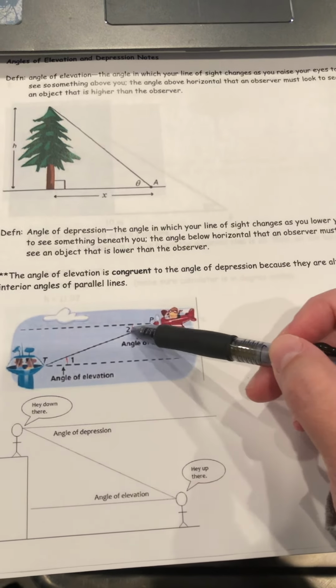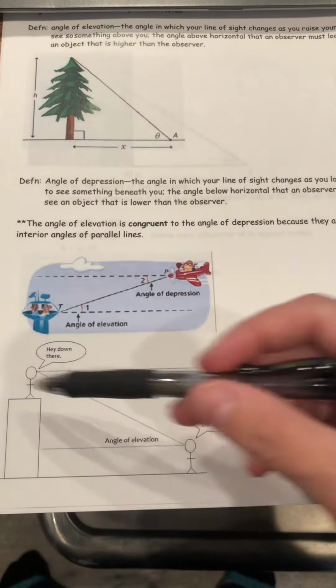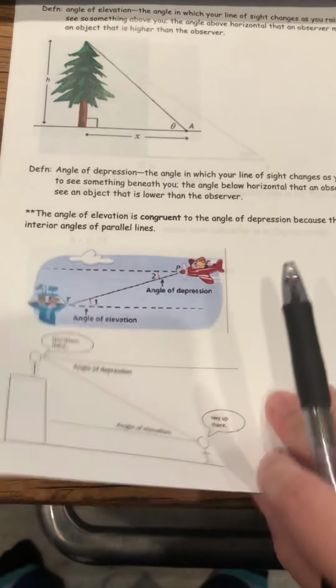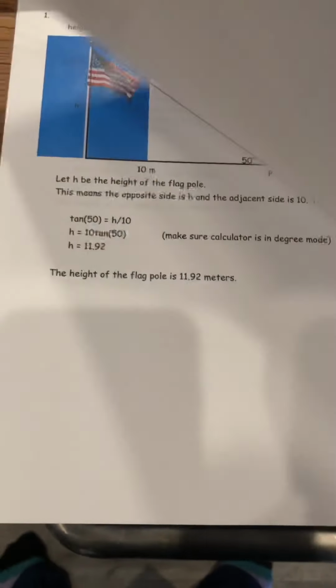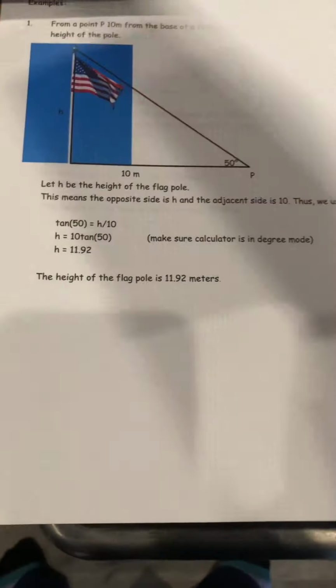If this person's standing up on a balcony and looking down at this person standing on the ground, then the angle that they're looking down at is the angle of depression, and the angle that this person's looking up at is the angle of elevation. And again, they would be congruent because these two lines are parallel, so they're alternate interior angles. Okay, so we want to actually do a couple problems here.